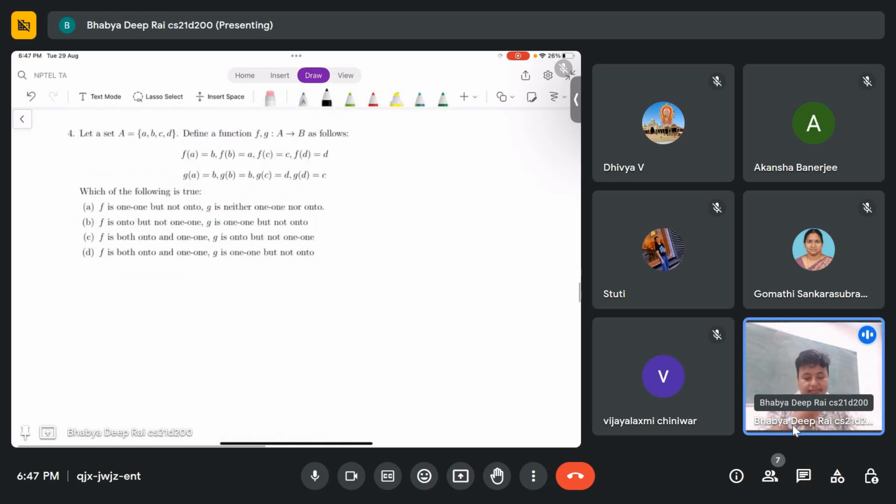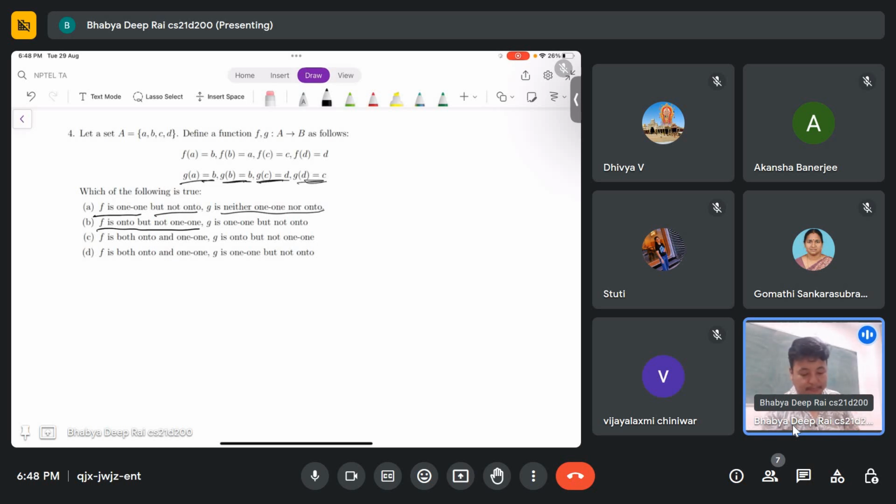We'll move on now. The question is saying the following: define functions f and g which map from A to B as follows. F maps a to b, b to a, c to c, d to d, and G maps A to B, B to B, C to D, and D to C. Now we want to check the conditions. This is F 1-1 but not onto, G is neither 1-1 nor onto, F is onto but not 1-1, and so on. So which of these options are correct?